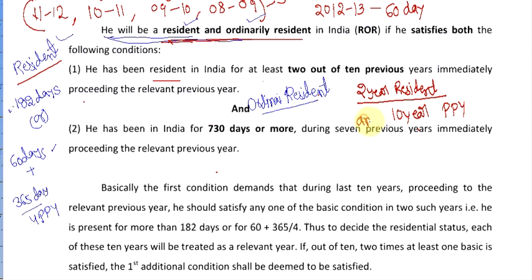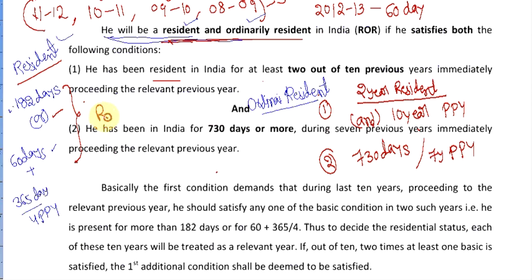And you should satisfy one more condition to become an ordinary resident. You need to satisfy two of these additional conditions: additional condition 1 and additional condition 2. That is, his total stay must be 730 days or more in India during the 7 years immediately preceding the relevant previous year. If he satisfies any one of the basic conditions, he becomes a resident. But to become an ordinary resident, he must satisfy these two, not just one.